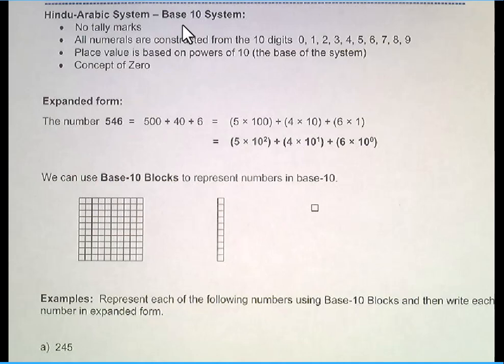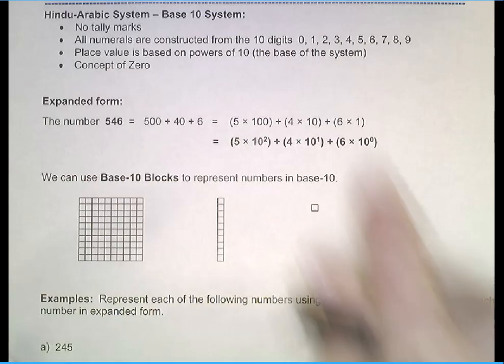So all of these other numeration systems finally lead us to the Hindu-Arabic system, or what we call our base 10 system. This is the one you guys are used to. It makes sense. We have 10 fingers, we have 10 toes. We have evolved into a base 10 system. Some benefits: there are no tally marks. All numbers can be constructed from these 10 digits.